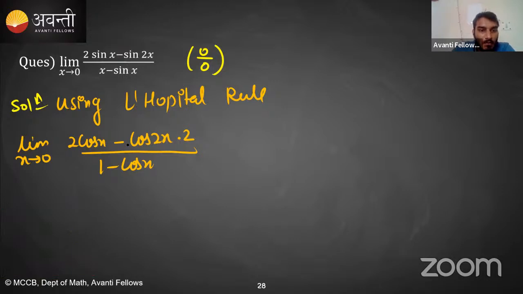Now check. Put x equal to 0 now. You will get 2 minus 2, which means 0, in the numerator. Denominator is 1 minus cos 0, which means 1 minus 1, 0. So again, after the first differentiation, we have 0 by 0 form, right?